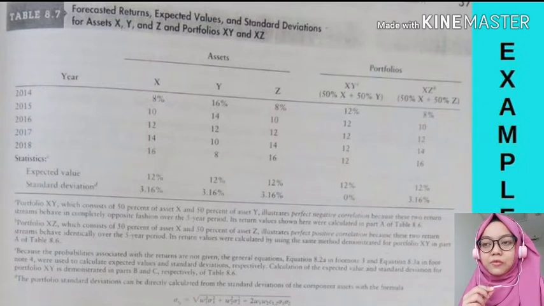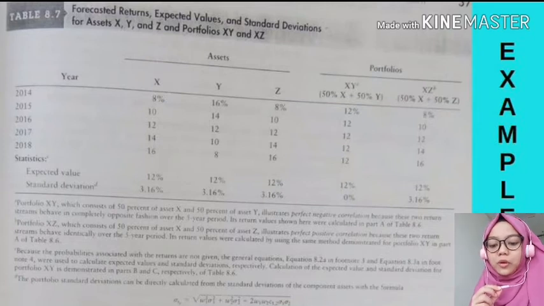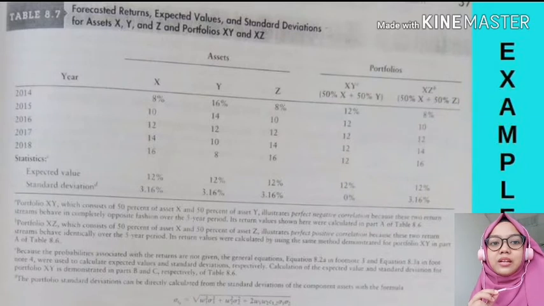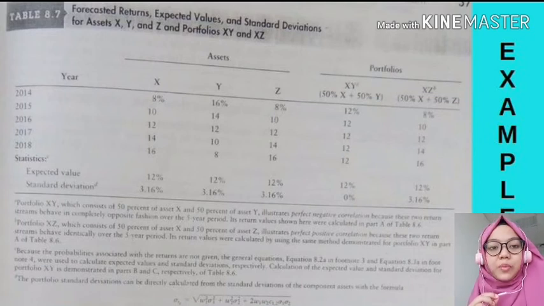With 50% each year. So how to find the XY portfolio is 50% of asset X plus 50% of asset Y. And how to calculate the XZ portfolio is 50% of asset X plus 50% of asset Z, and so on. So the expected value is 12% and the standard deviation is 3.16%.